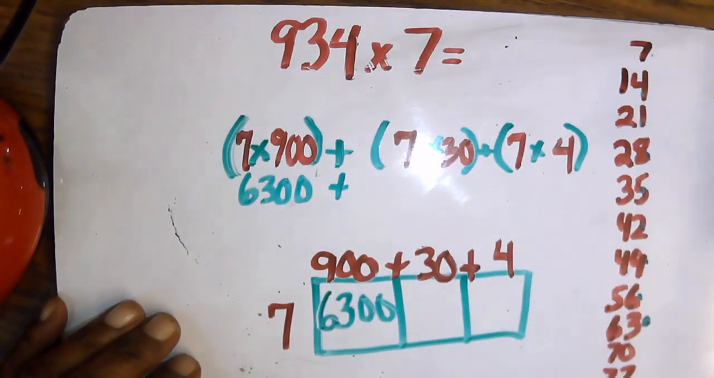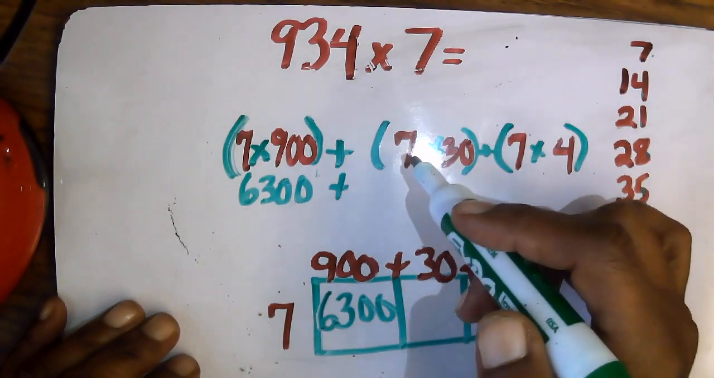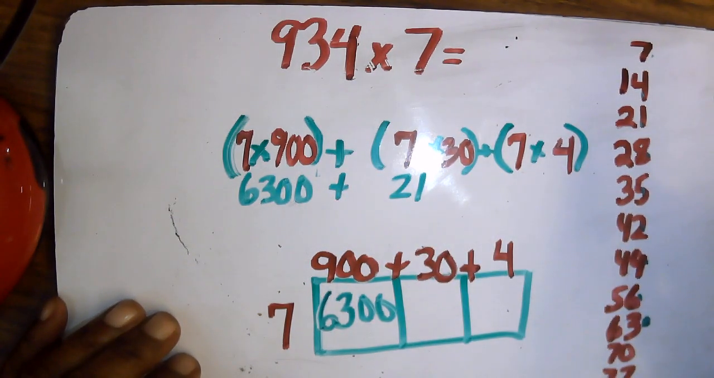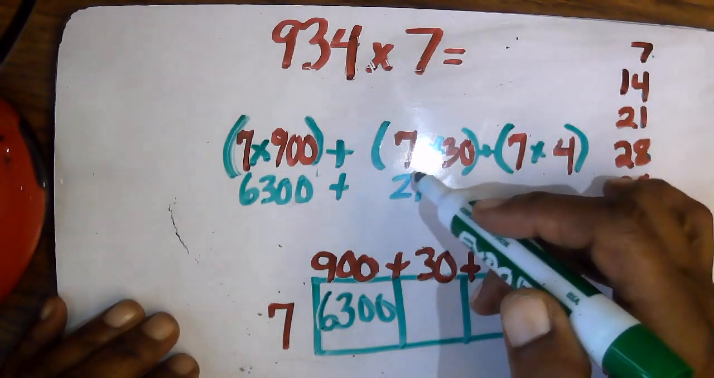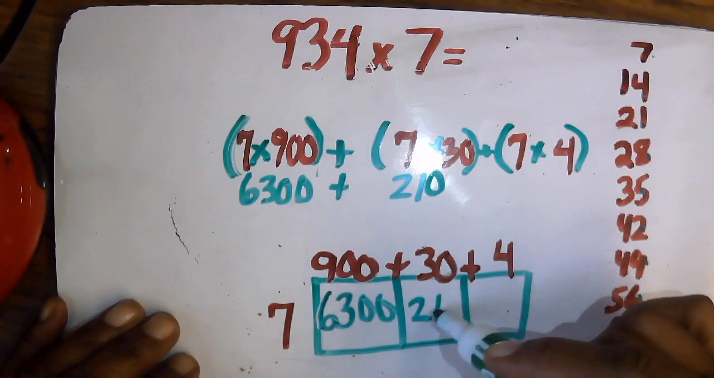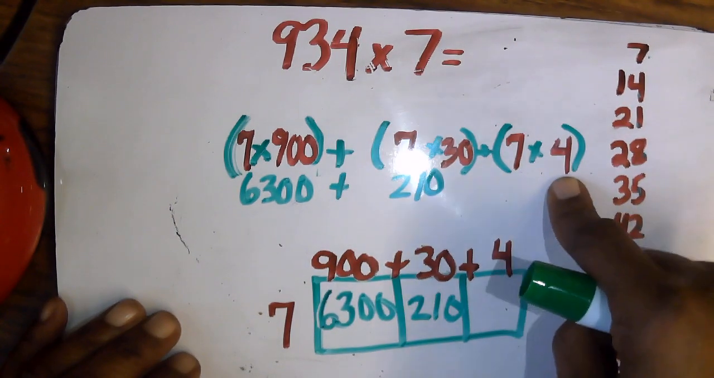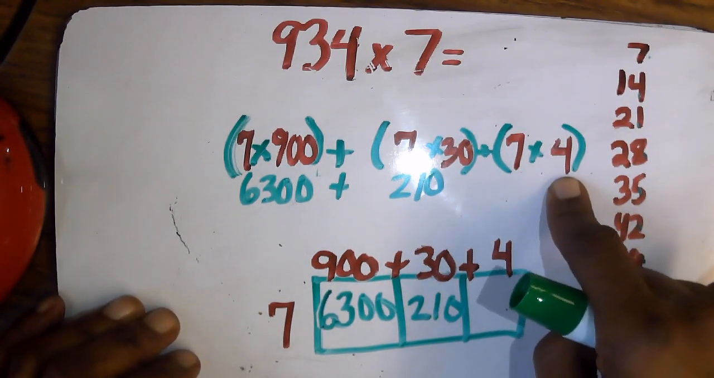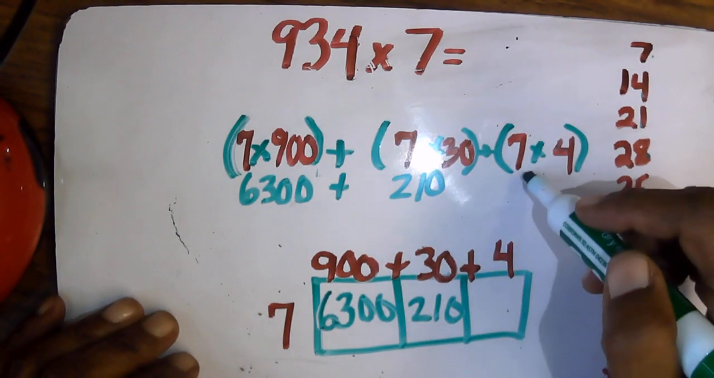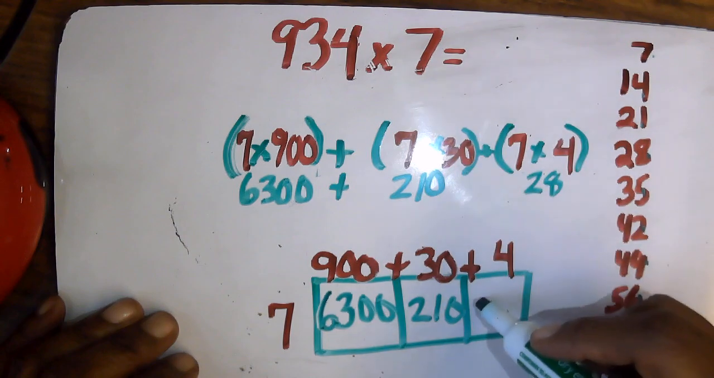Okay, plus. What's 7 times 3? Bryson, 7 times 3? And how many zeros? How many zeros, Bryson? 1, good. And so the same thing here, 7 times 3, 21 with 1 zero. 7 times 4, Cole, 7 times 4. 28. And of course 7 times 4 is 28 here.